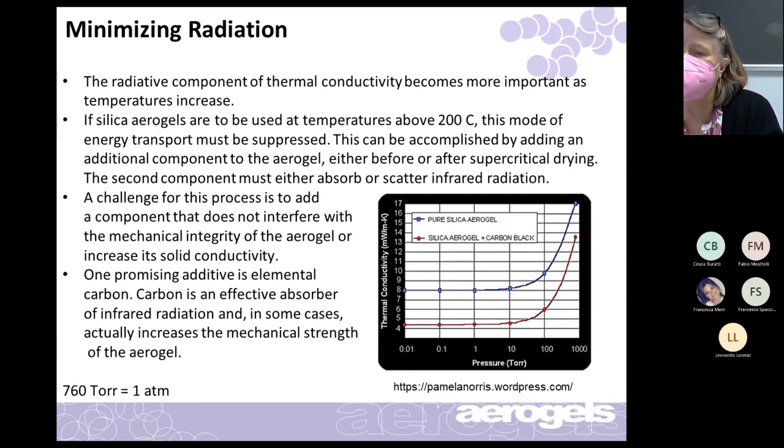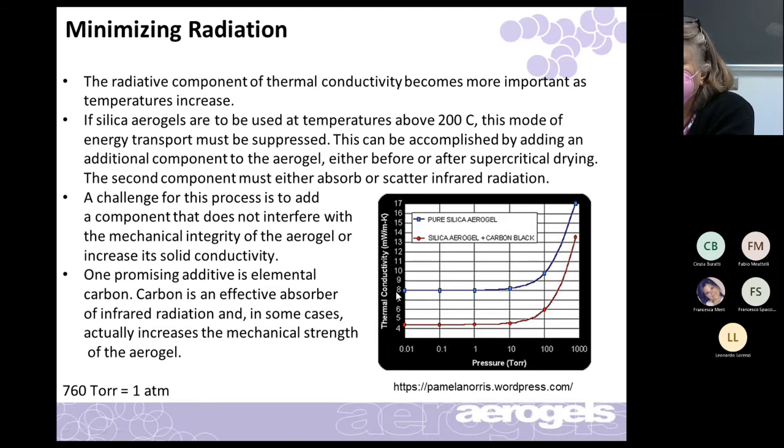So one additive, and this is an example of an additive, is carbon black, or elemental carbon. It's an effective absorber of infrared radiation and also can increase the strength of an aerogel. So this just shows an example of a pure silica aerogel. I don't know what temperature, I think this is at higher temperature. This is thermal conductivity again versus pressure. But you can see in blue, it approaches sort of 8 milliwatts per meter K.